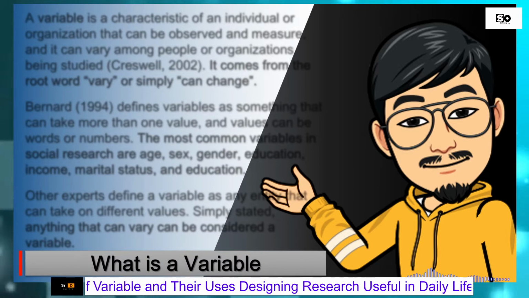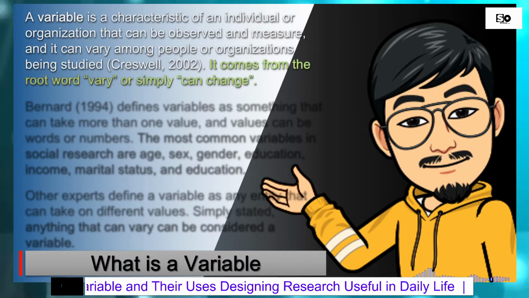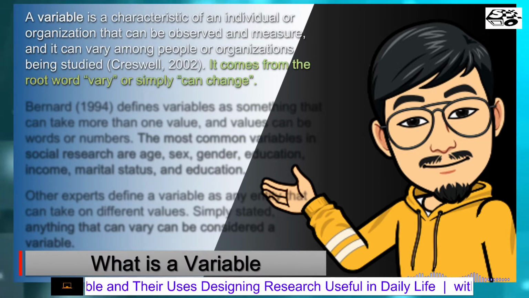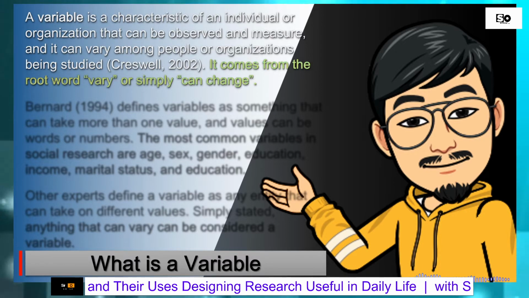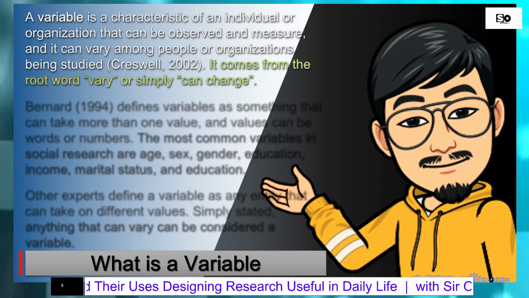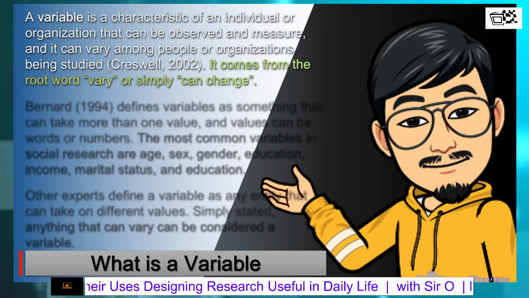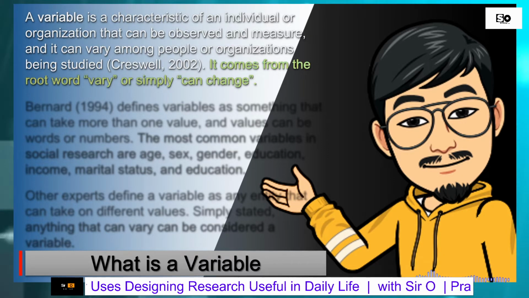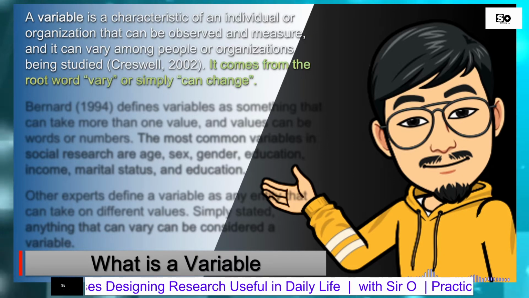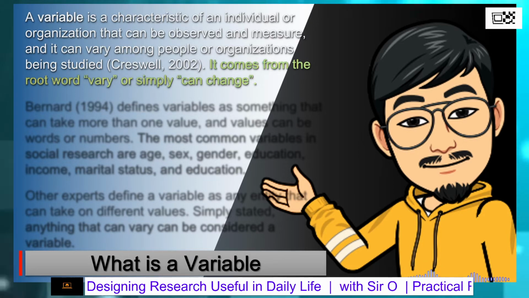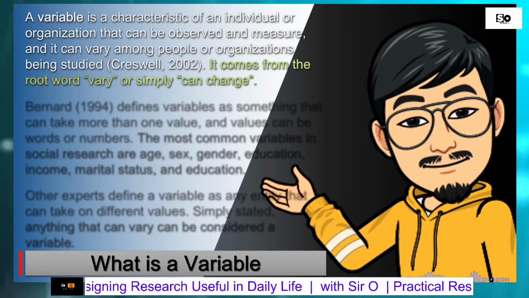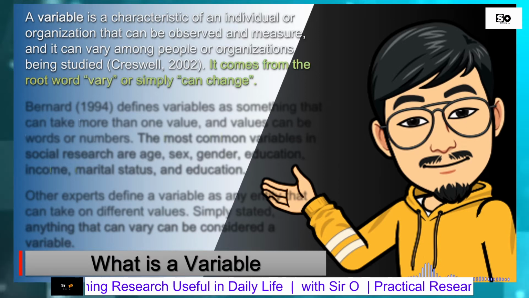What is a variable? A variable is a characteristic of an individual or organization that can be observed and measured, and it can vary among people or organizations being studied. This is from Creswell, 2002. It comes from the root word vary, or simply can change.